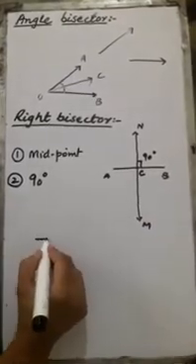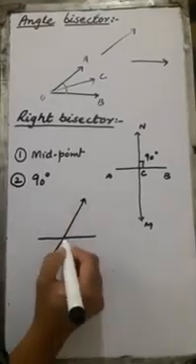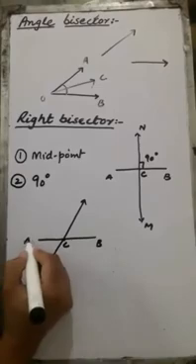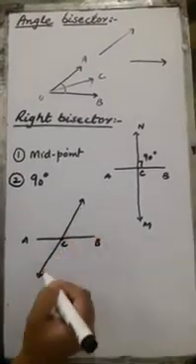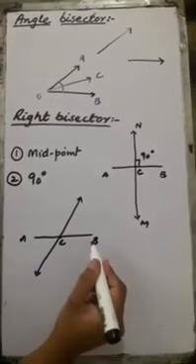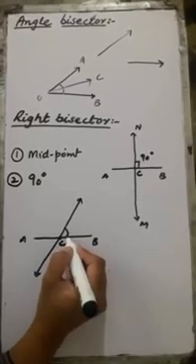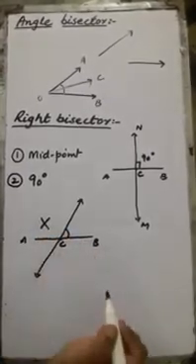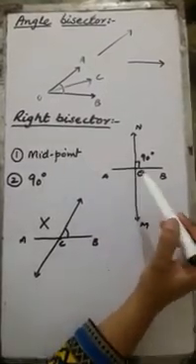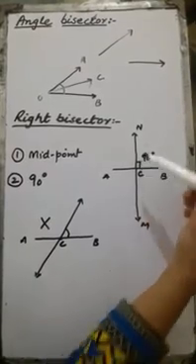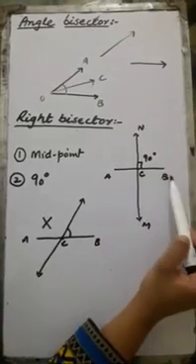Suppose I take another line segment and there is a line passing through the center. Suppose C is the center and this is line segment AB. This line is passing through the center, meaning it is intersecting line segment AB at point C, which is the center point, but it is not making an angle of 90 degrees. So this is not a right bisector. For a right bisector, two conditions are needed: it should pass through the center and it should make an angle of 90 degrees. Then this line will be said to be the right bisector of line segment AB.